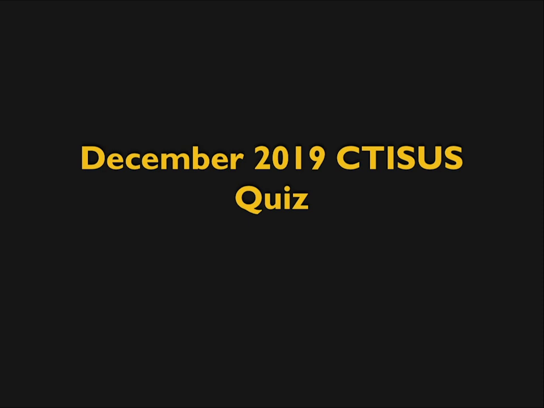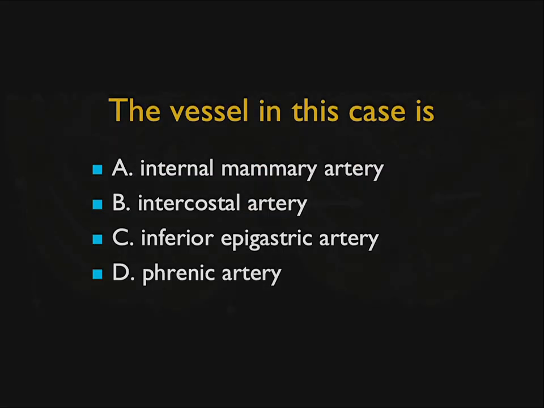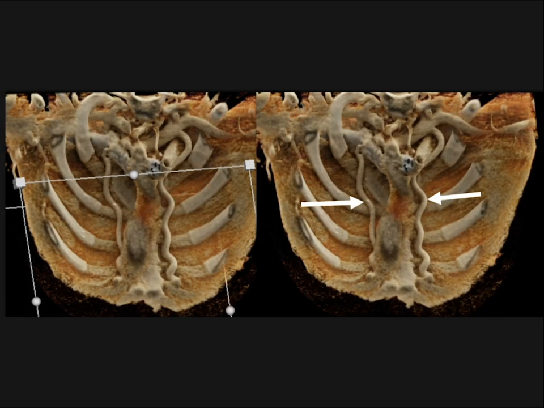I have 10 great cases for you, so let's get started. On this first case, beautiful cinematic renderings. I'm looking at the anterior chest wall from behind. I have arrows pointing to a vessel. What is that? I gave you 4 choices, but there's only one choice. That is the correct answer. Those are the internal mammary arteries, just beautifully shown on this CT scan.